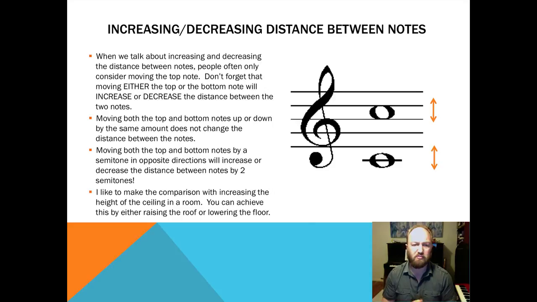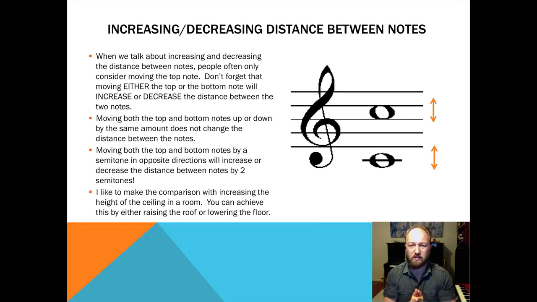Moving both the top and bottom notes up and down by the same amount does not change the distance between the two notes. So you can see here we've got a middle C and a C an octave above. If I was to put a sharp accidental in front of both of those, I have not changed the interval because I'm simply moving both notes up by a semitone. If I was to put two flats on the C, middle C and the C above it, I'm, again, moving both notes down by the same distance, thus not changing the distance between the notes. I'm changing the pitches, but the distance remains the same.